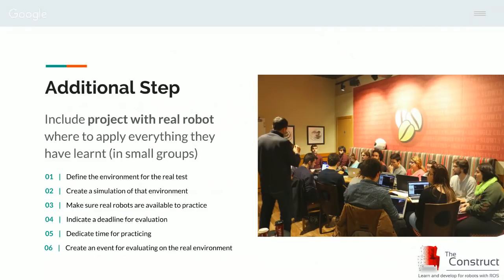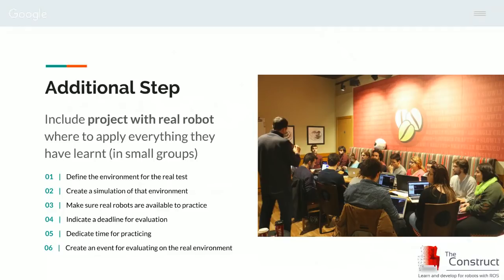Okay, so let me give you 2 additional steps that I recommend you implement for your students, for your classes. The first one is to include a project with a real robot. Remember that we have been talking all the time about doing the experiments in simulations. Why simulations? Because then everybody can access the simulations in any place, and with different robots. So there is no problem doing that.